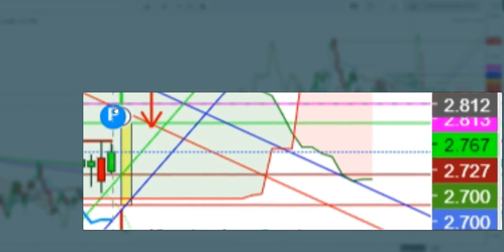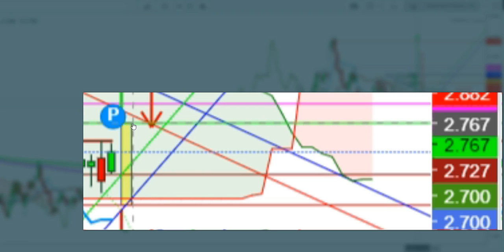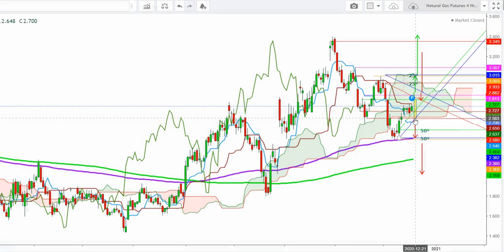So friends, here you can see that I have marked this zone from the levels of $2.767 on the upper side, and on the lower side the level of $2.585 seems to be a decisive zone for natural gas futures. Here I find that a breakdown below the levels of $2.585 could push the natural gas futures towards the levels of $2.3, where the 200 days exponential moving average could provide a strong support, as we have seen here during the past few trading sessions.